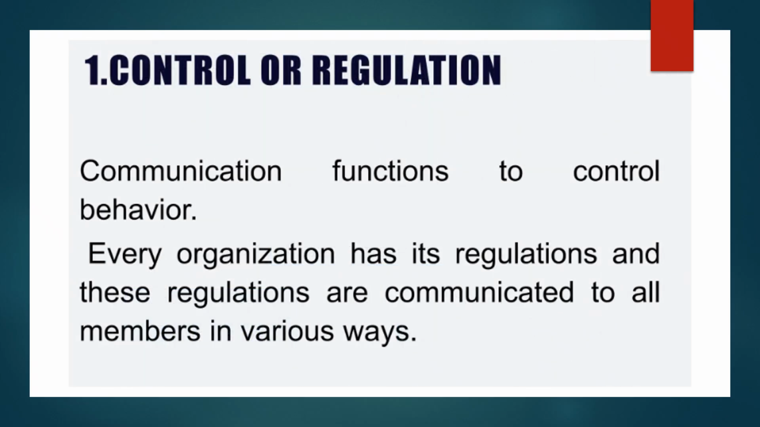The first function of communication is control or regulation. Communication functions to control behavior. Every organization has its regulations, and these regulations are communicated to all members in various ways. Instructions, requests, and commands are all examples of communication for control.